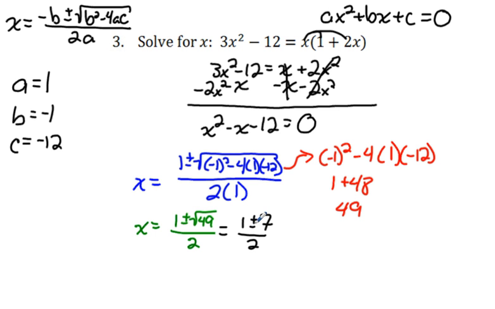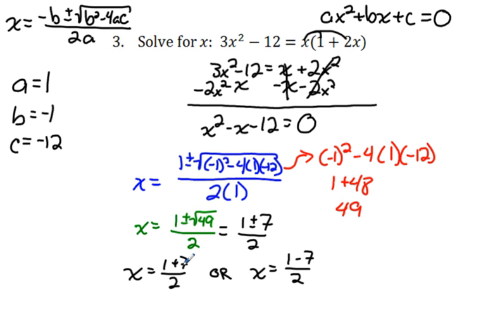This symbol right here, this plus or minus, means that we have two different answers. One time we're going to add 7, the next time we're going to subtract it. So we've got x equals 1 plus 7 divided by 2, or x equals 1 minus 7 divided by 2. And now we can just crunch the numbers to finish the problem.